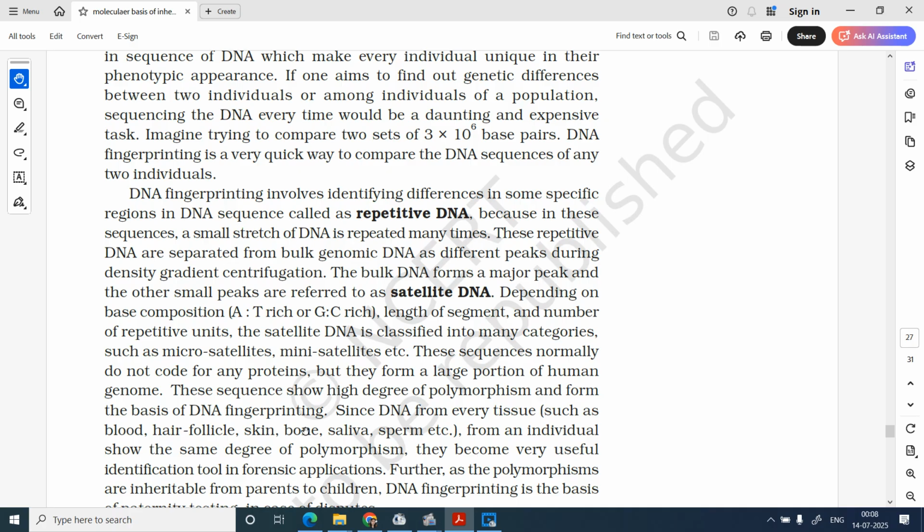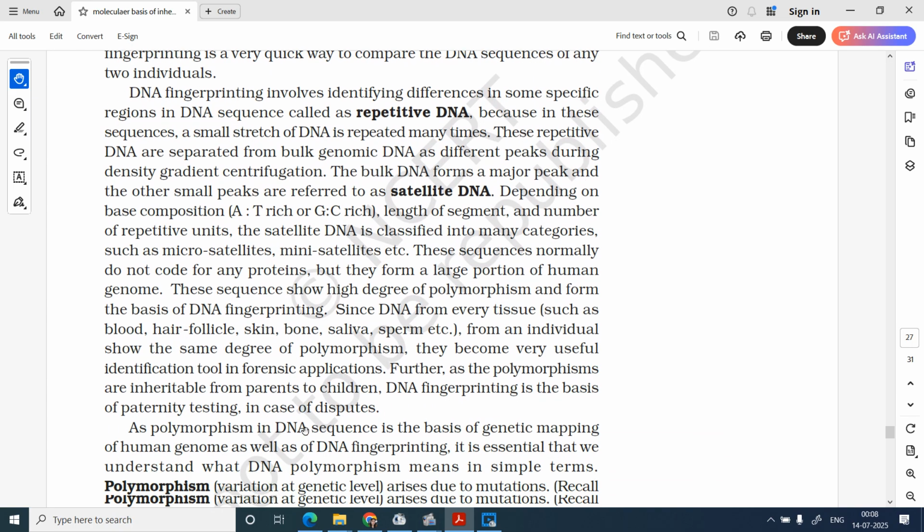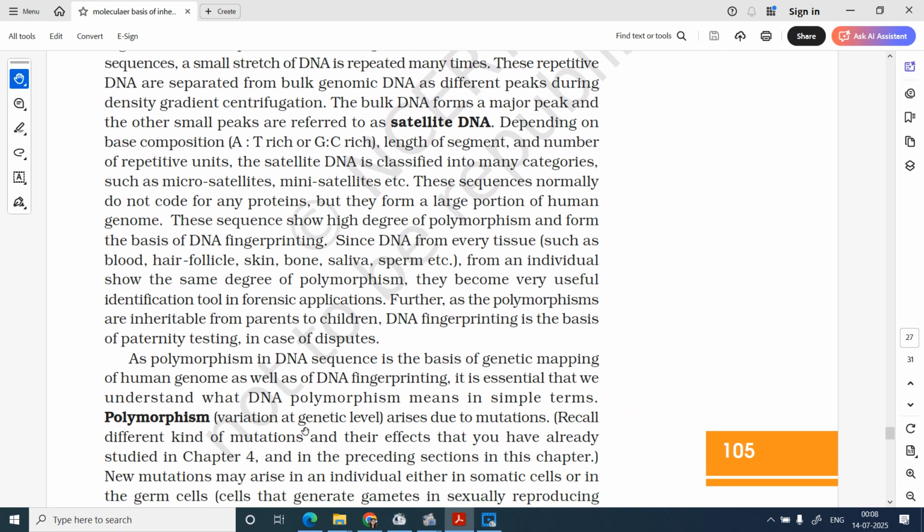Since DNA from every tissue such as blood, hair follicle, skin, bone, saliva, sperm, etc. from an individual shows the same degree of polymorphism, they become a very useful identification tool in forensic applications. Further, as the polymorphisms are inheritable from parents to children, DNA fingerprinting is the basis of paternity testing in case of disputes.